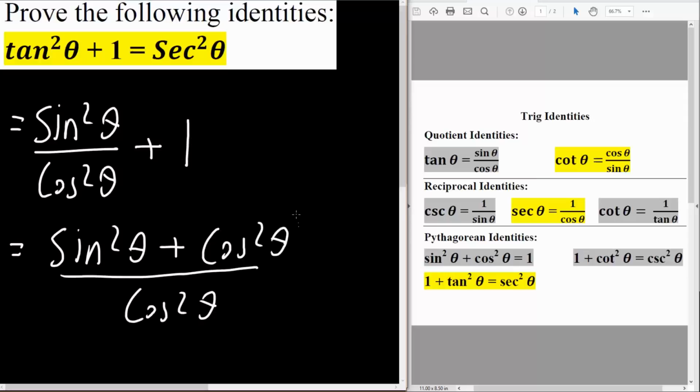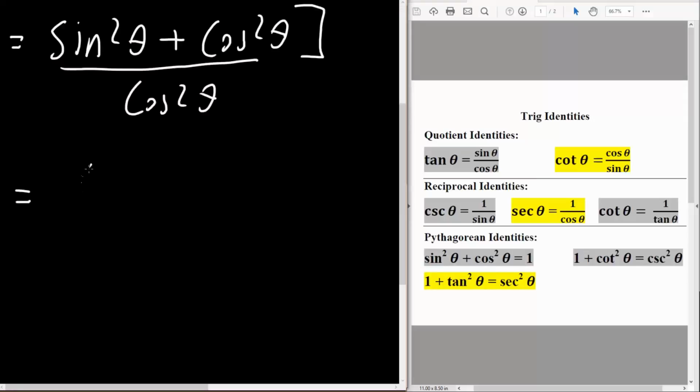And so we will use another identity. The second identity is this: sine squared theta plus cosine squared theta is equal to 1. So let me scroll down. Therefore we could say that in 1 divided by cosine squared theta, we simply replace sine squared theta plus cosine squared theta with 1.